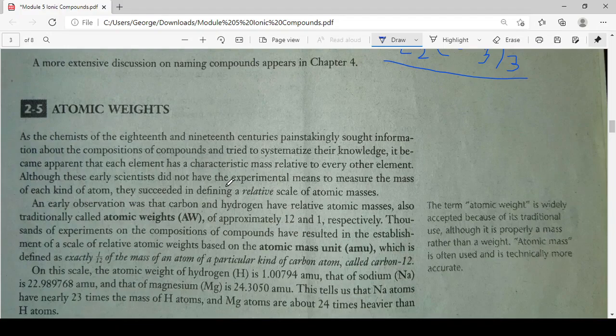An early observation was that carbon and hydrogen have relative atomic masses, also traditionally called your atomic weights. So, kids, ang atong carbon and hydrogen have relative atomic masses. So, ang atomic masses na, ano natawag sila? These are known as your atomic weights, or ang kabugaton niya, because mass is equal to your weight. They are approximately 12 and 1 respectively.